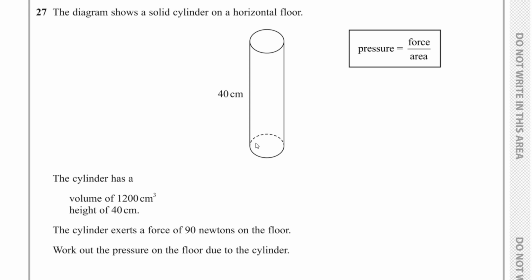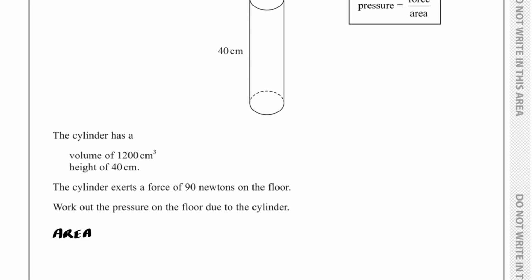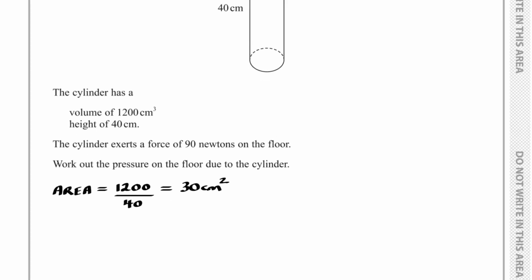Well, what we need to do is find out the area of this face over here. When we talk about the area of this face, this is the face that's hitting the floor. So to work out that area, that's equal to the volume over the height. So we've got 1,200 divided by 40, which is 30. So the area on the floor is 30 centimeters squared. So now when we come to work out the pressure, that's equal to the force 90 divided by the area 30, which is 3 newtons per centimeter squared.